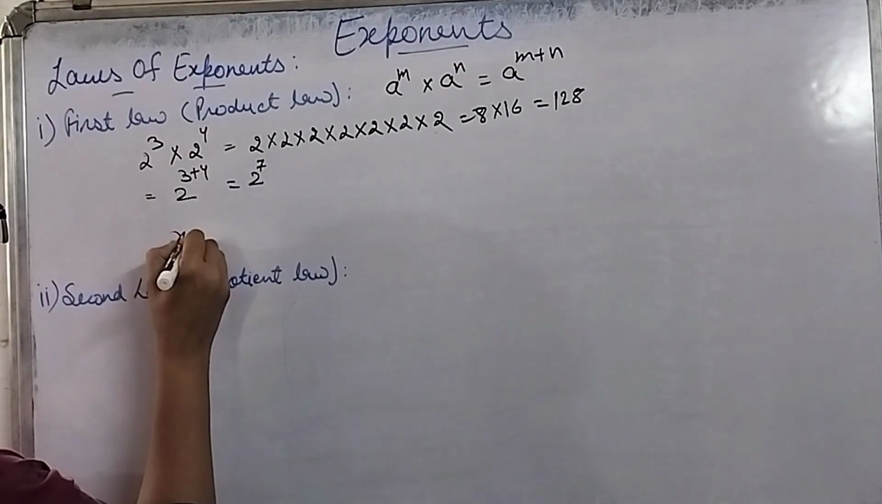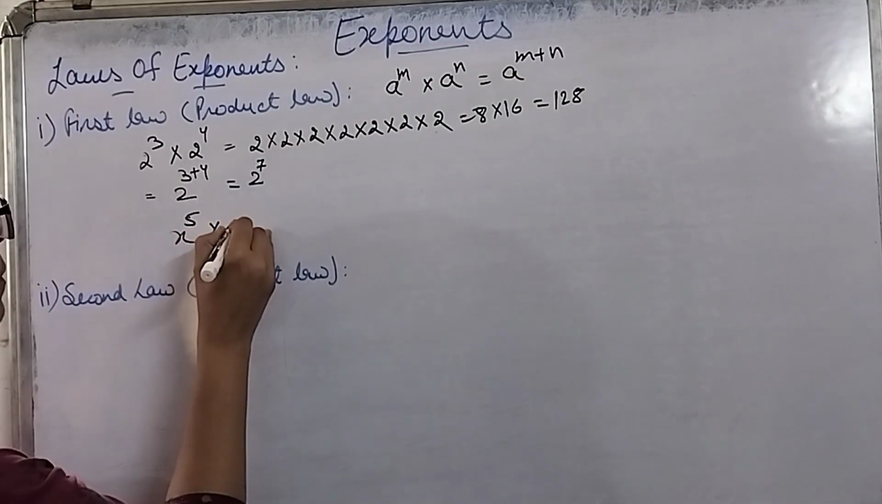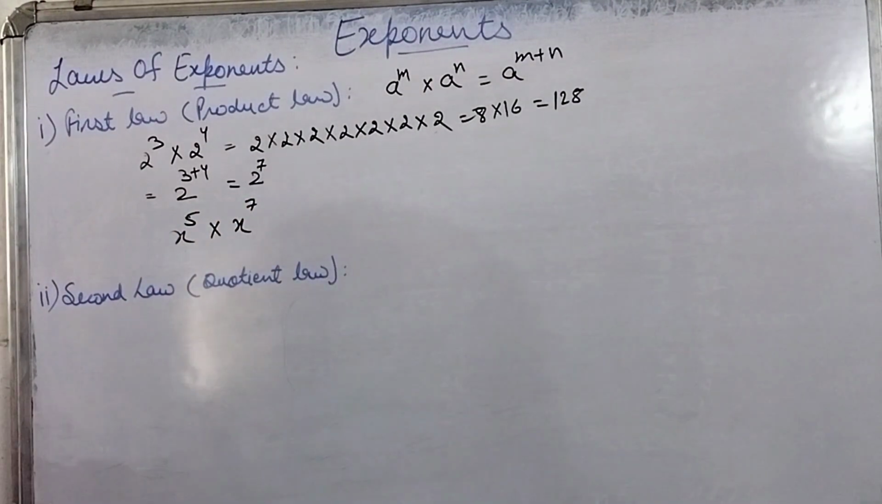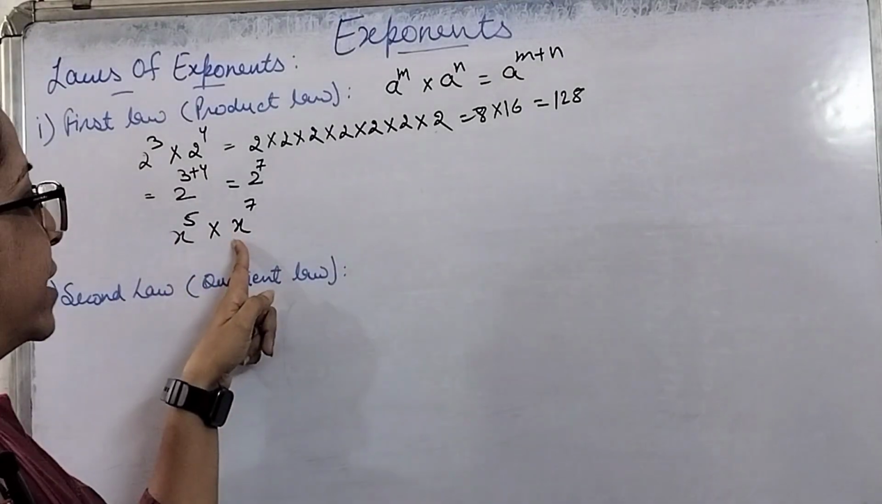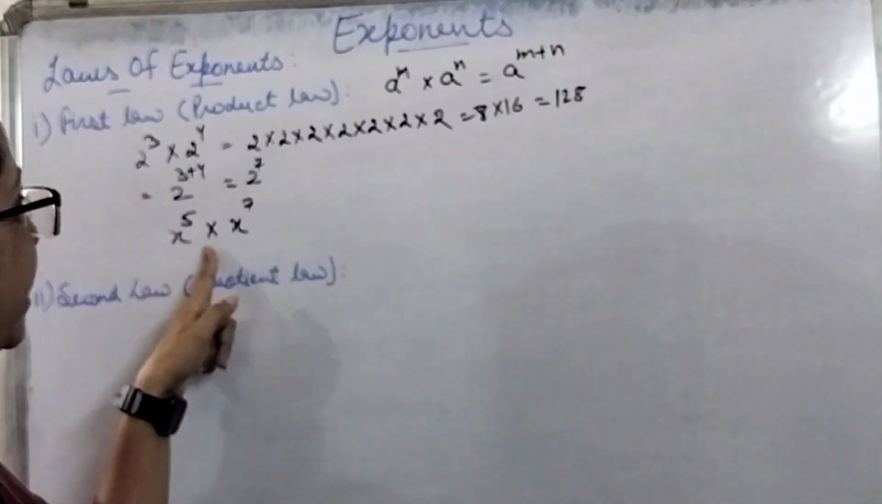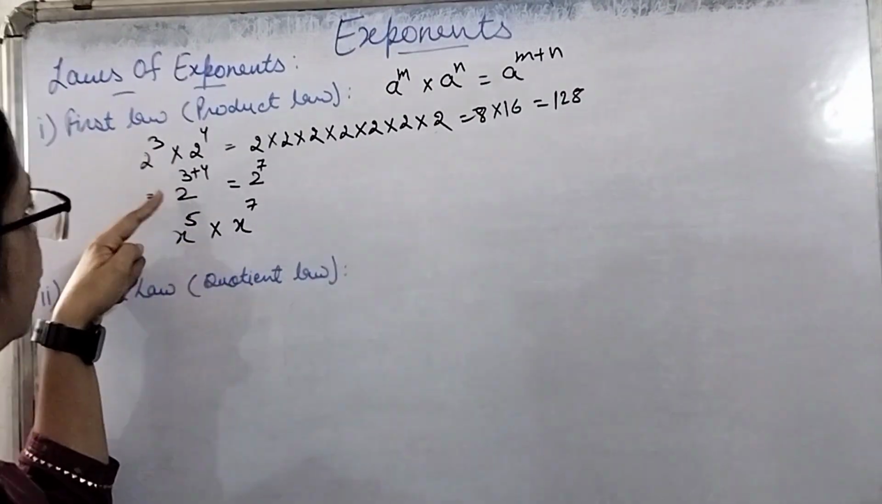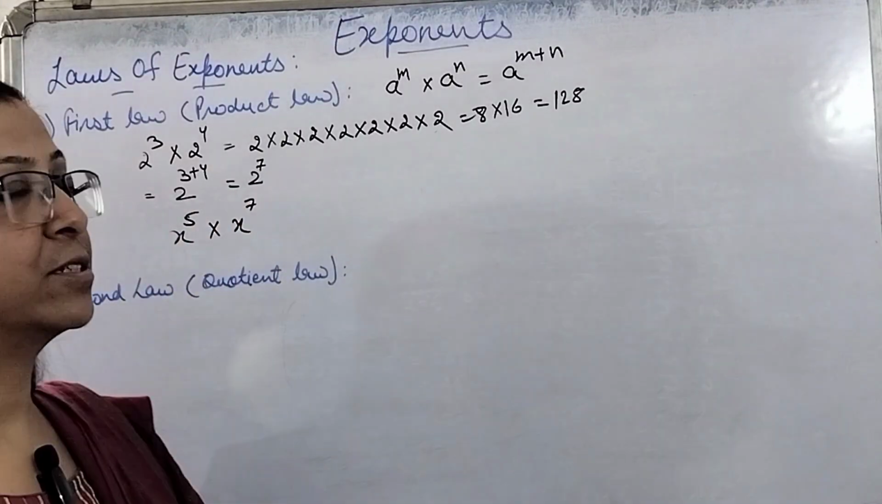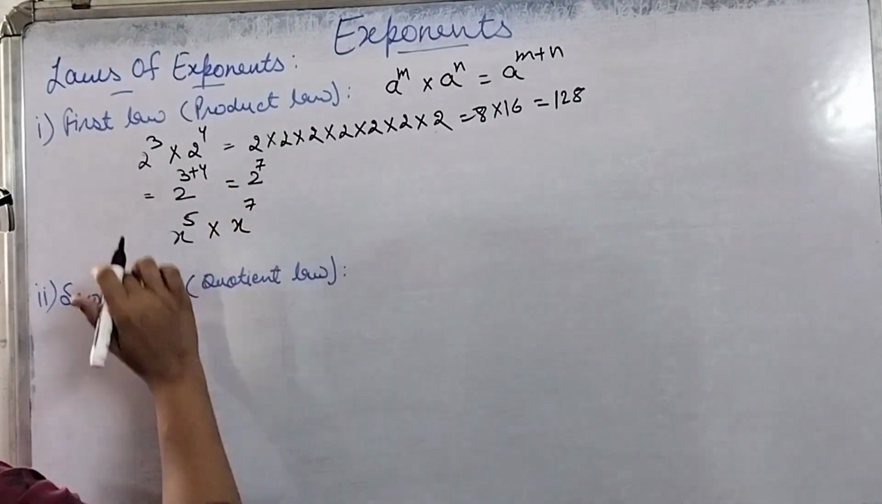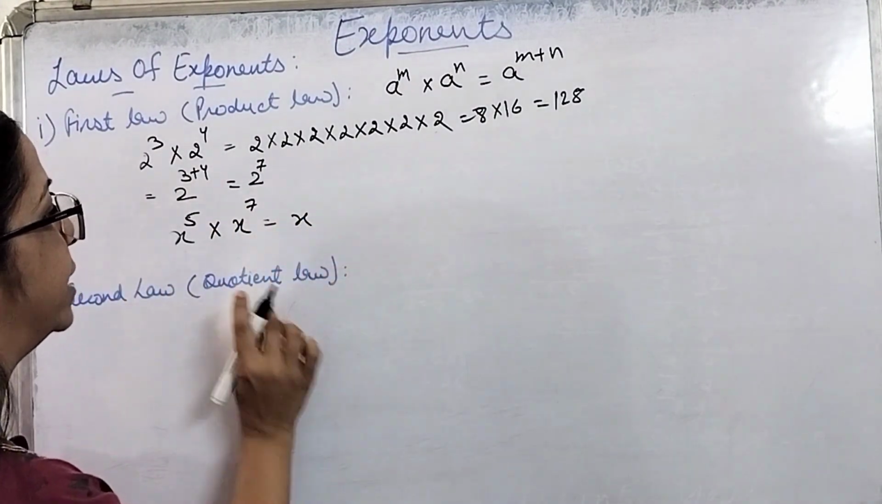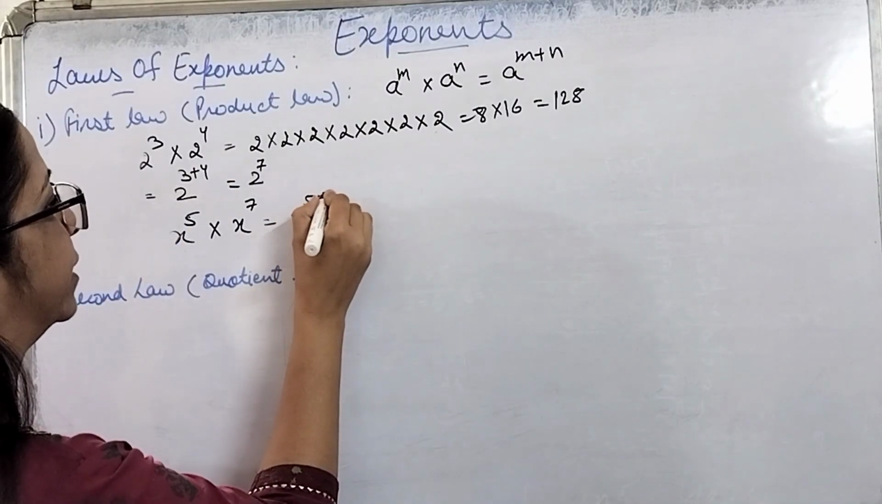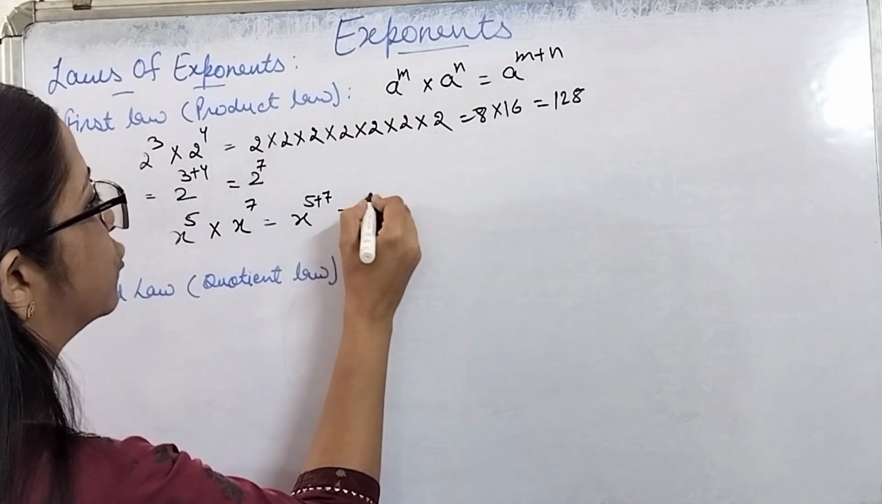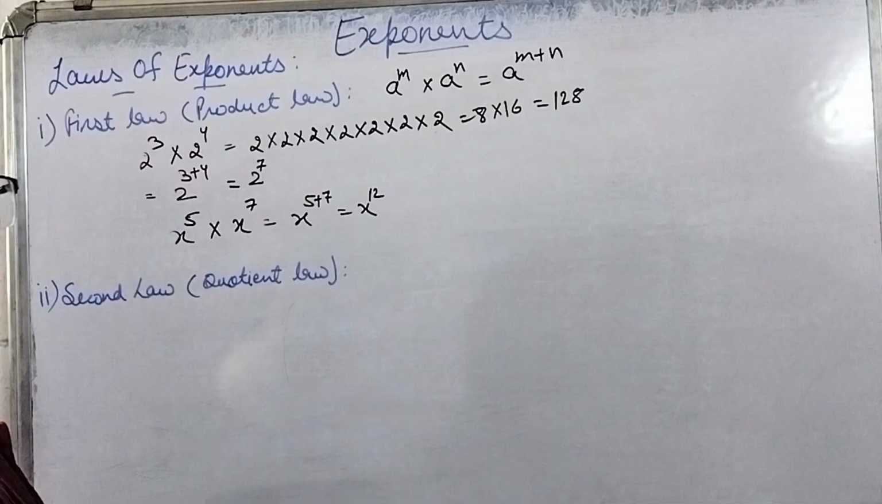Similarly, if the number is x raised to the power 5 multiplied by x raised to the power 7, we can see here that the bases are the same and we have to multiply these two numbers. One number is x raised to the power 5, another is x raised to the power 7. So the product will keep the same base and the powers will be added. So x raised to the power 12 will be the answer.